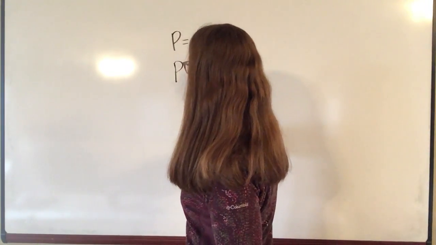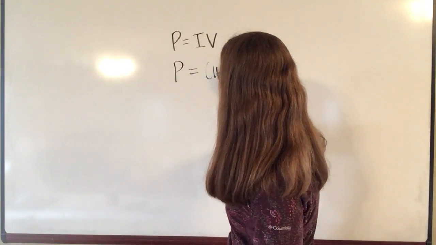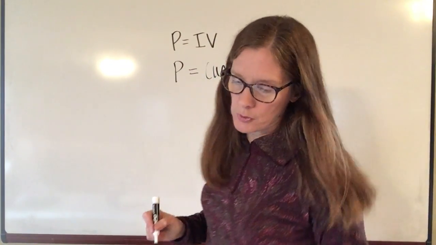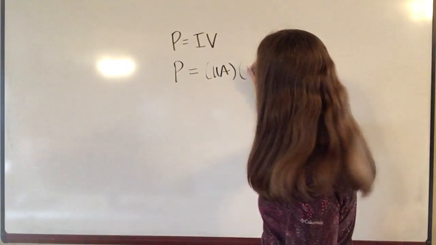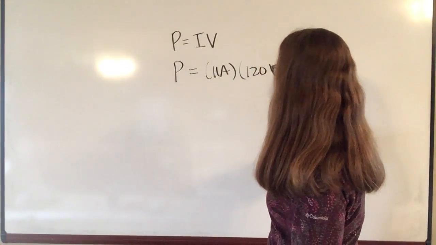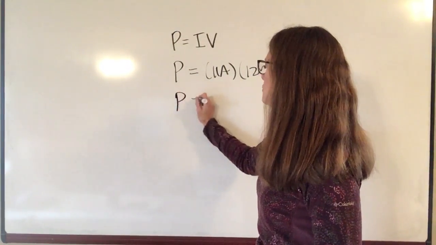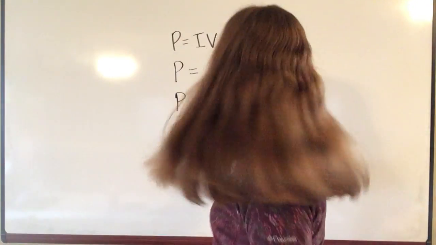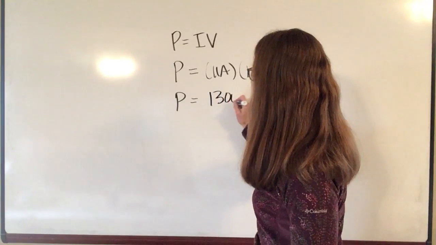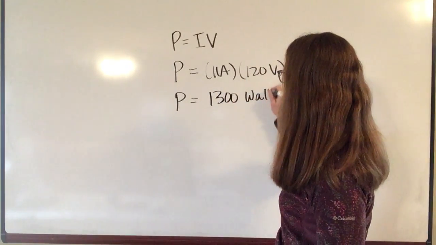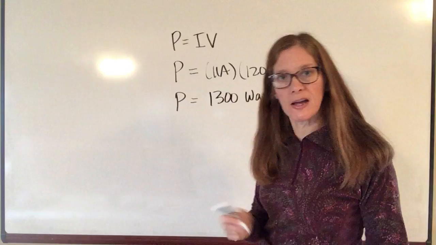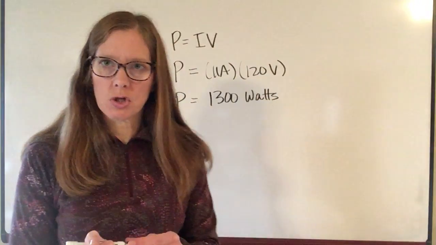The current we knew was 11 amps, and the voltage was 120 volts. So all I have to do is multiply those two numbers together, and that gives me 1,300 watts, two significant figures. Just a pretty simple plug and chug there.